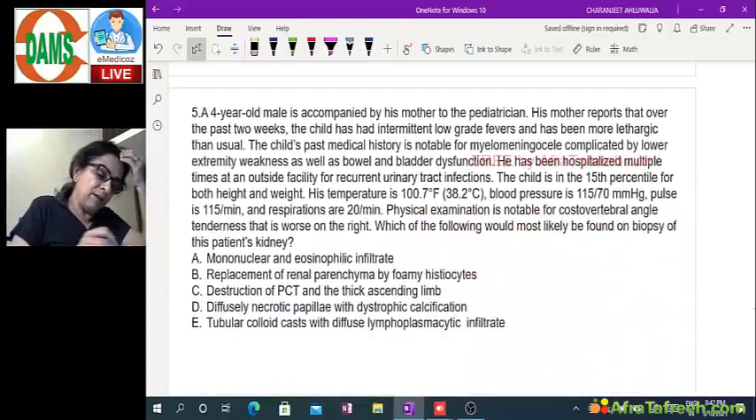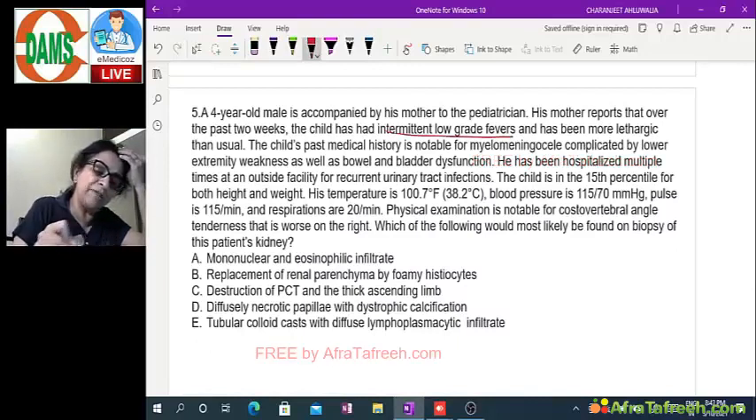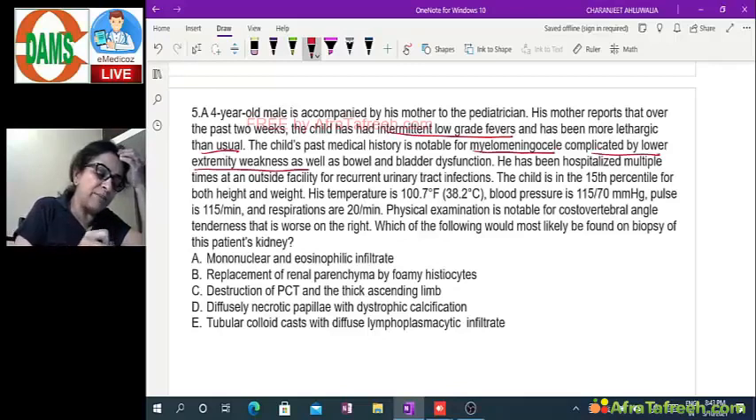Now look at this question. A 4-year-old male is accompanied by his mother to the pediatrician. His mother reports that over the past 2 weeks the child has had intermittent low-grade fever and is more lethargic. His past medical history includes a meningomyelocele complicated by lower extremity weakness as well as bowel and bladder dysfunction. He has been hospitalized multiple times at an outside facility for recurrent UTI. The child is in the 5th percentile for weight and height.